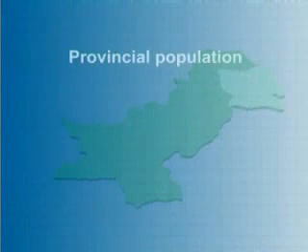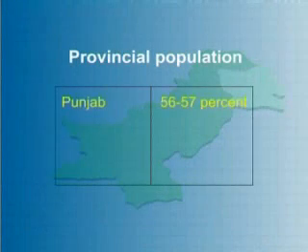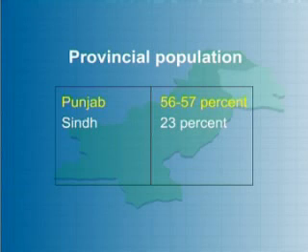Now we look at another dimension of population, that is its division province-wise. If we look at the province-wise division, we find that Punjab has the largest population in Pakistan. In Punjab, 56 to 57% of population lives. So population-wise, Punjab becomes the largest province. More than half of Pakistan's population lives in the province of Punjab. Next is province of Sindh.